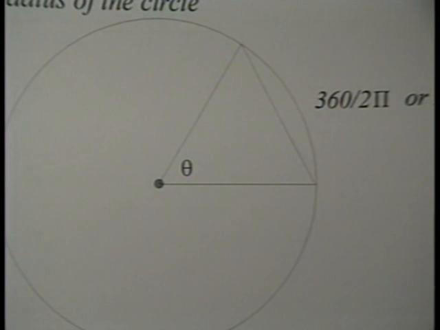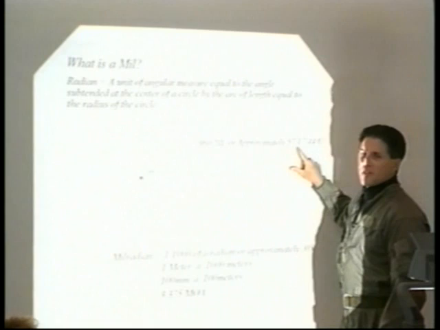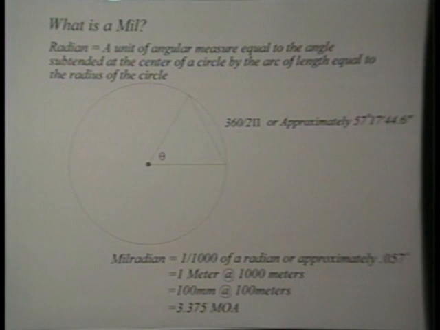It can also be defined as 360 divided by 2 pi, and I have a degrees, minutes, and seconds number up here: 57 degrees, 17 minutes, 44.6 seconds. I could also express that in decimal degrees if I wanted to. So 57 degrees approximately is a radian. A milliradian is 1/1000th of that, approximately 0.057 degrees.